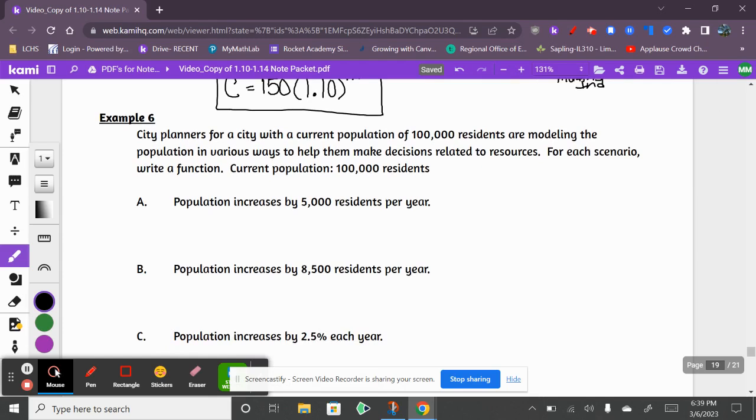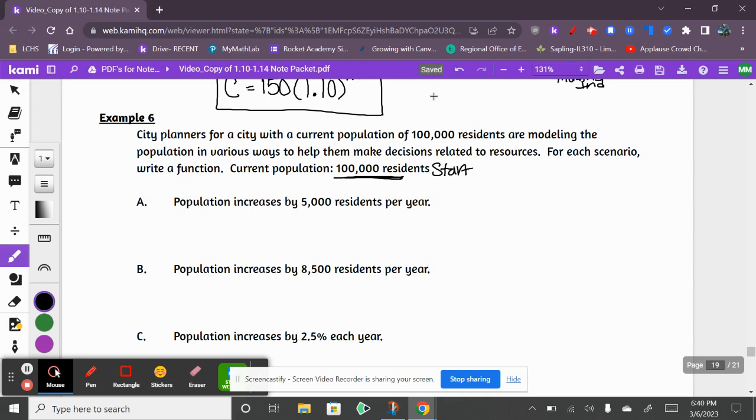Looking at our last example, example 6, city planners for a city with a current population of 100,000 residents are modeling the population in various ways to help them make decisions related to resources. For each scenario, you will write a function. So for this one, our starting value for each of these is going to be 100,000. So that will always be our start.